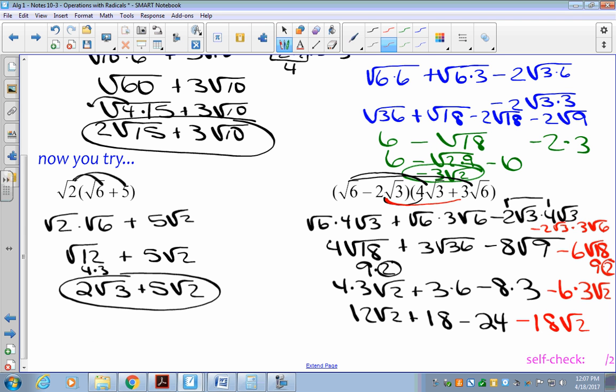Ready for this? Okay. 12 root 2s minus 18 root 2s. It's fine because of the root. 6 root 2. So we take care of that. We can cross it out. And then what is 18 minus 24? Negative 6, minus 6 root 2.